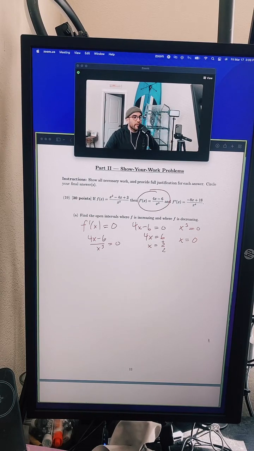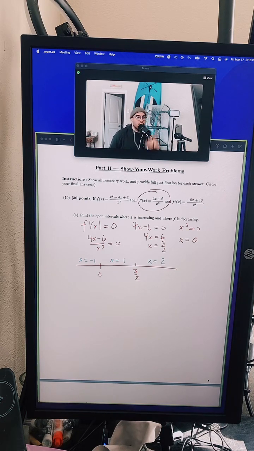It's fun to do. I kind of cleared the board here so that we can have more space to work on. So now that we found the points, we want to go ahead and test the number line. A lot of people like to do tables. I like the number line because I have my x values. This is 0 and this is 3/2. And so we're going to go ahead and test points to the left, in between, and to the right. So we're going to test -1, we're going to test 1, and we're going to test 2.